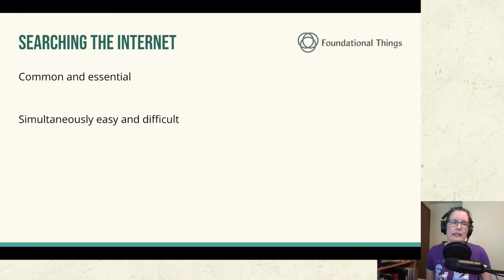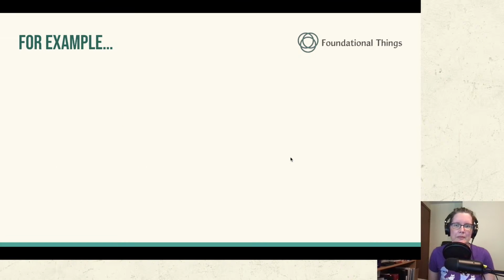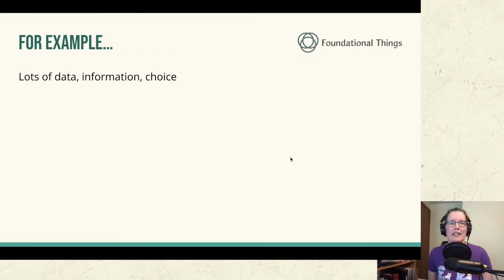So, searching the internet is simultaneously easy and difficult. And interestingly enough, a lot of the same things that can make it easier are often the same things that make it difficult. So, what do I mean by that? For instance, there's lots of data, there's lots of information, there's lots of choice, lots of options on how to do things, where to go.